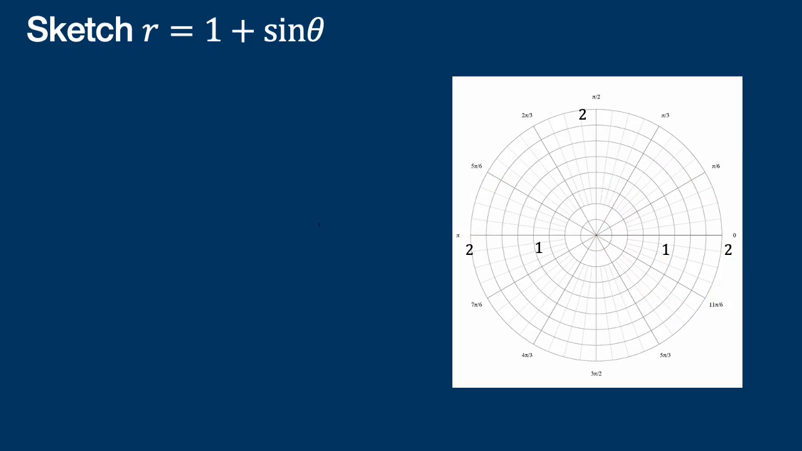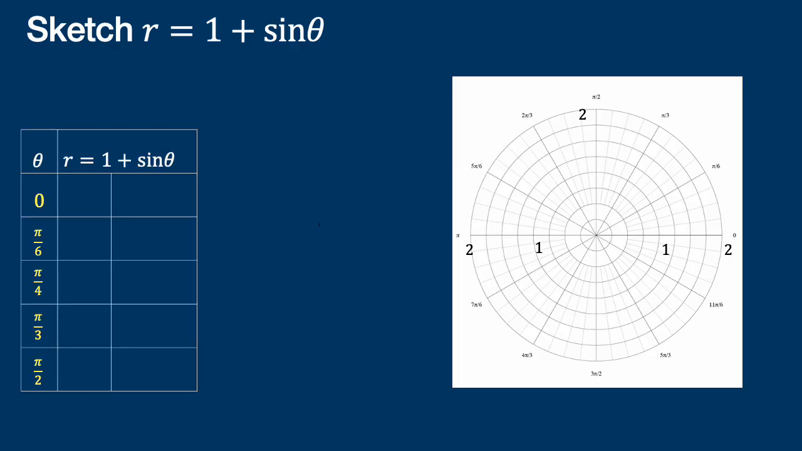Let's sketch the curve r equals 1 plus sine theta. So guys, remember where sine value is positive and where sine value is negative. In quadrant 1 and quadrant 2, sine is positive. In quadrant 3 and quadrant 4, sine is negative. Let's think about the first quadrant. Theta is going to be 0, pi over 6, pi over 4, pi over 3, pi over 2. So let's find the r value.